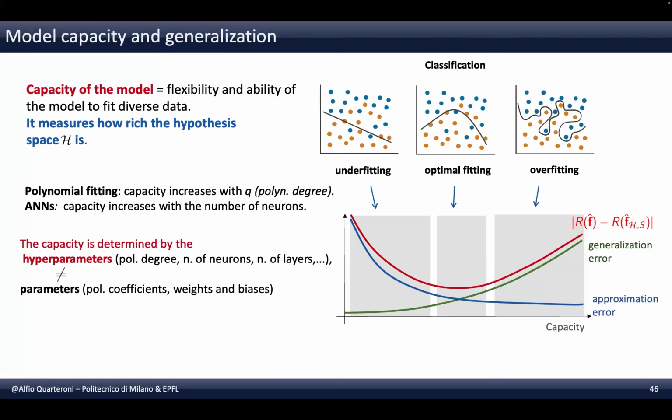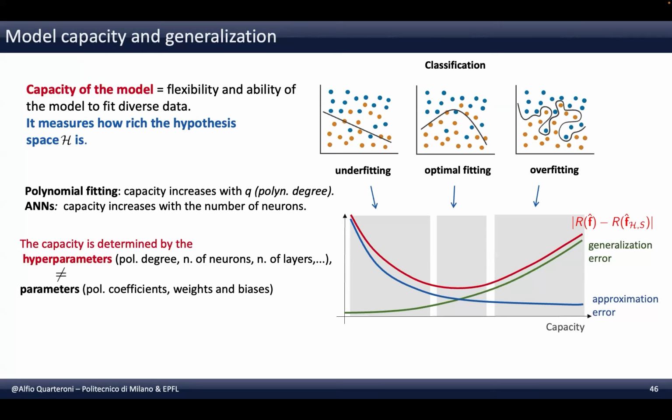There are some further definitions or further elements that will be useful when you try to provide an error estimate. The first one is called the model capacity. What is the model capacity? Is the flexibility of the model to fit diverse data. And basically is an indirect measure of the richness of the hypothesis space. You remember the hypothesis space is the one where you're actually looking for your model function.